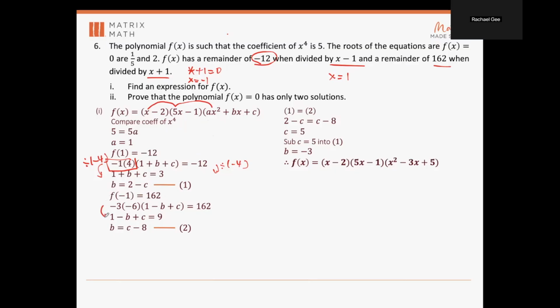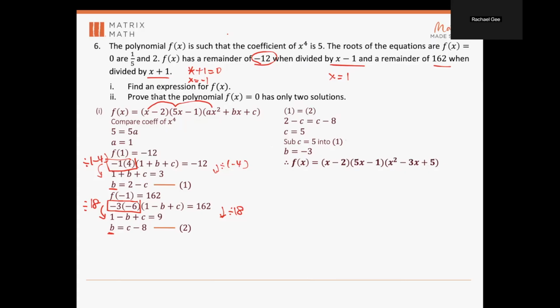So again, same thing, you will divide by positive 18, because this is multiplying the bracket here. So you can just divide both sides by 18. You get this. So since you made b the subject for both equations, you can set equation 1 equal to equation 2. So 2 - c = c - 8, then c equals 5. Then sub c equals 5 into 1, you'll get b equals -3. So therefore, your f(x) will be this.